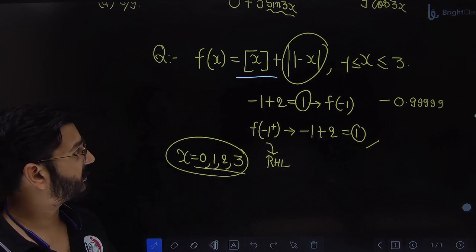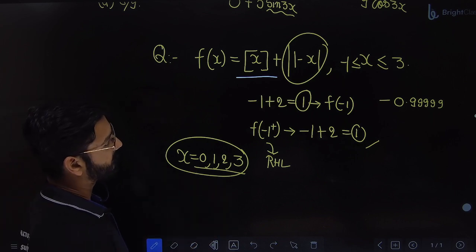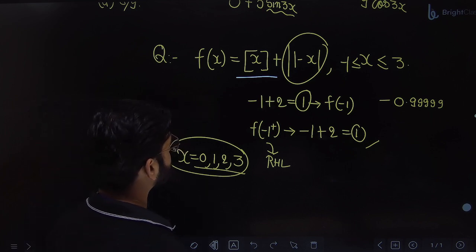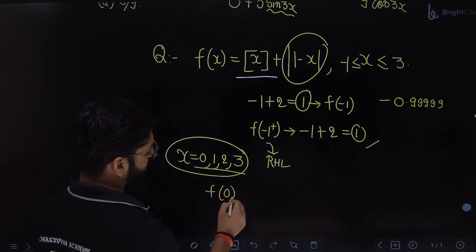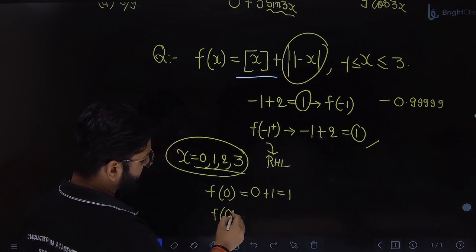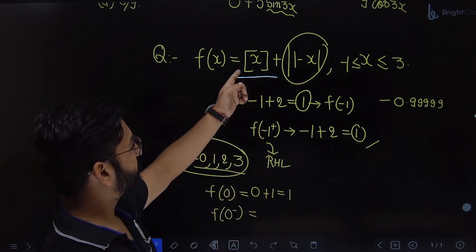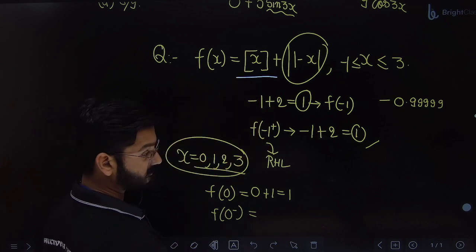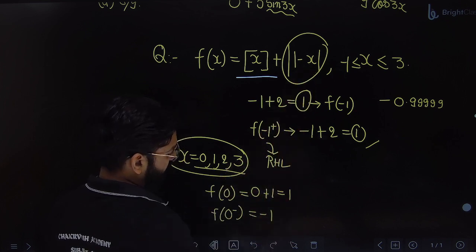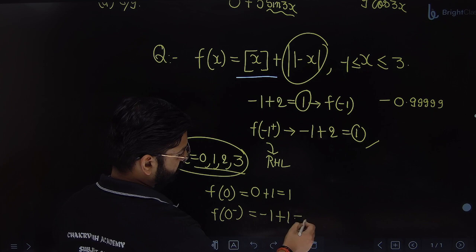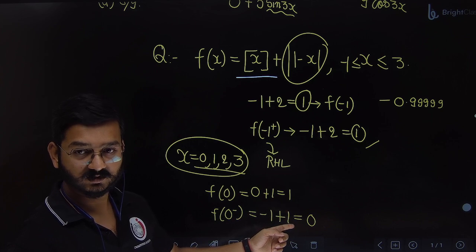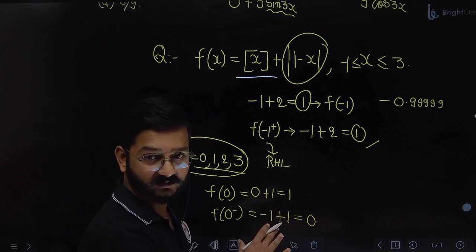So for 0, what is the value? 1. Everything is coming 1. So f of 0, and f of 0 minus. What is the greatest integer for 0 minus? -1. Then here it will be how much? 0. So you can see the value of the function and the left hand limit are not the same. So it is discontinuous. I'm not finding the right hand limit. Don't waste your time.